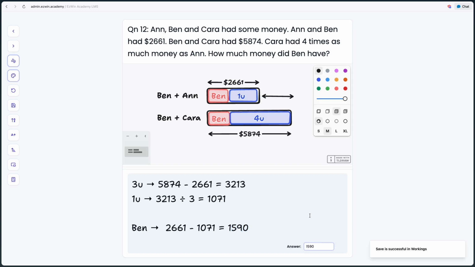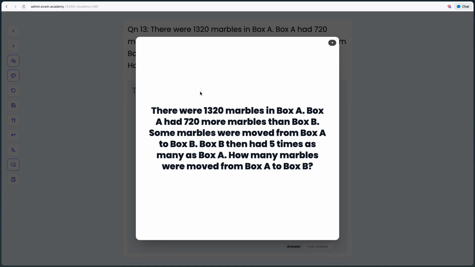Alright, let's move on to the last question. Question 13. There were 1,320 marbles in box A. Box A had 720 more marbles than box B. Some more marbles were moved.